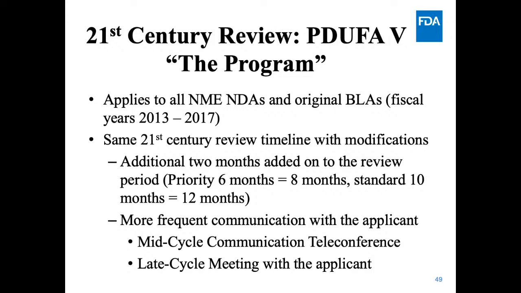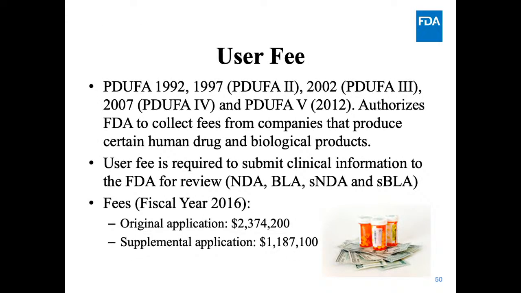Then the 21st century review, PDUFA, that is the PDUFA 5 program. This applies to NDA and original BLA, and it is based on fiscal years. The user fee is meant to collect fees from the companies that produce certain human drug and biological products. The user fee is required to submit clinical information to the FDA for review. So fees for an original application are like 2,374,200. I forgot to say that.